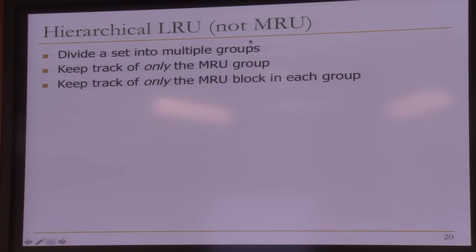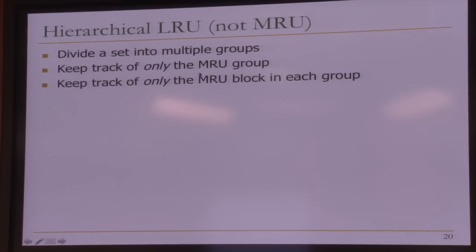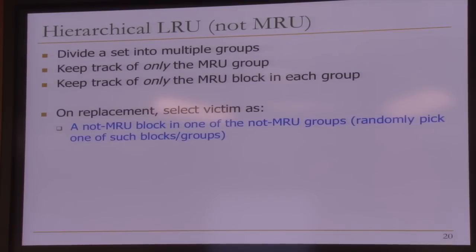And this is not the most recently used policy. Basically, you divide a set into multiple groups. Across groups, you keep track of only the MRU group, the group that was most recently referenced. And within a group, you keep track of only the MRU block, the most recently used block. On replacement, whenever you need to replace something, you select the victim as a not MRU block in one of the not MRU groups. And you can randomly pick one of such blocks or groups, right?